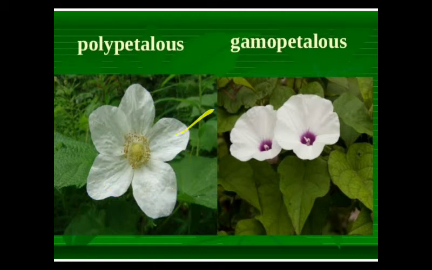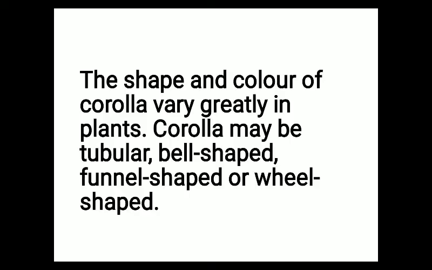These petals are not fused with each other, they are free, so that's why they are polypetalous. But on the other hand, in this diagram you can see that all the petals are fused together, so that's why it is known as the gamopetalous condition. The shape and color of the corolla vary greatly in plants. The corolla may be tubular, bell-shaped, funnel-shaped or wheel-shaped. Now we can categorize flowers on the basis of the shape and color of the corolla into different categories, such as the tubular corolla.